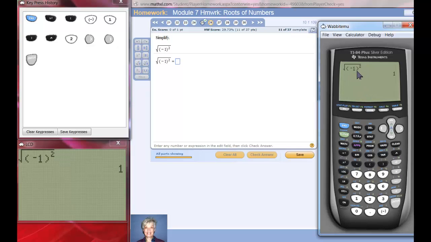Again, order of operations. Negative 1 times negative 1 is positive 1. That will happen before you take the square root. How nice to have a calculator that knows order of operations.